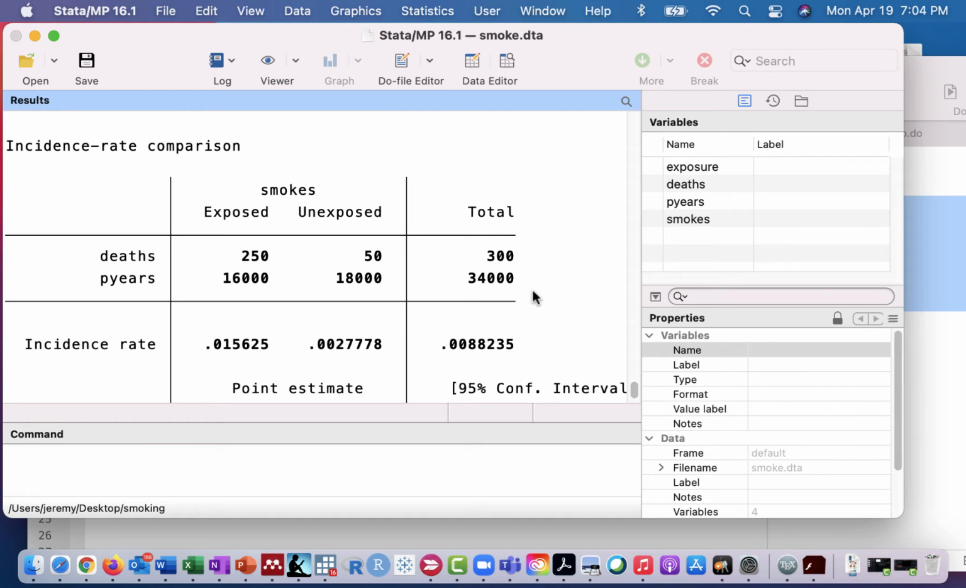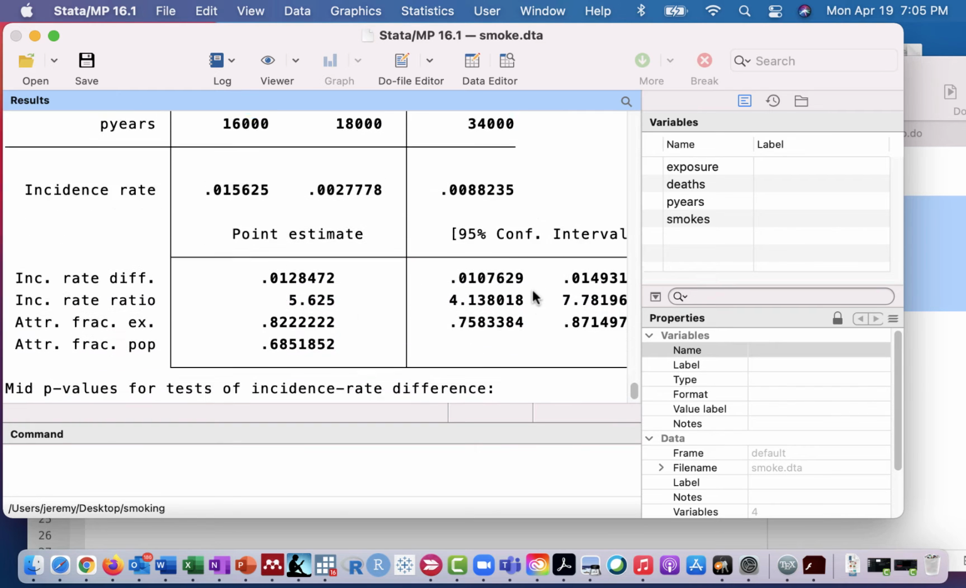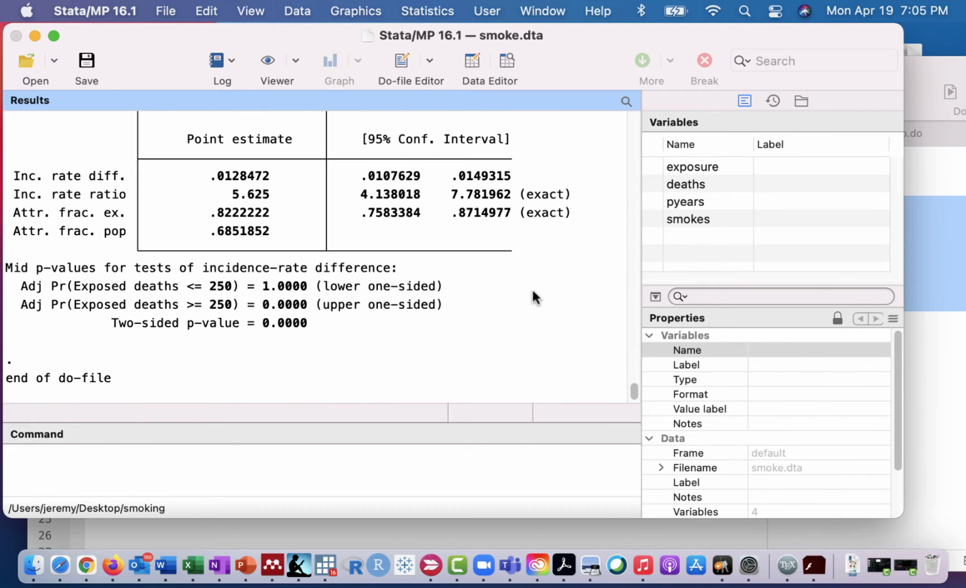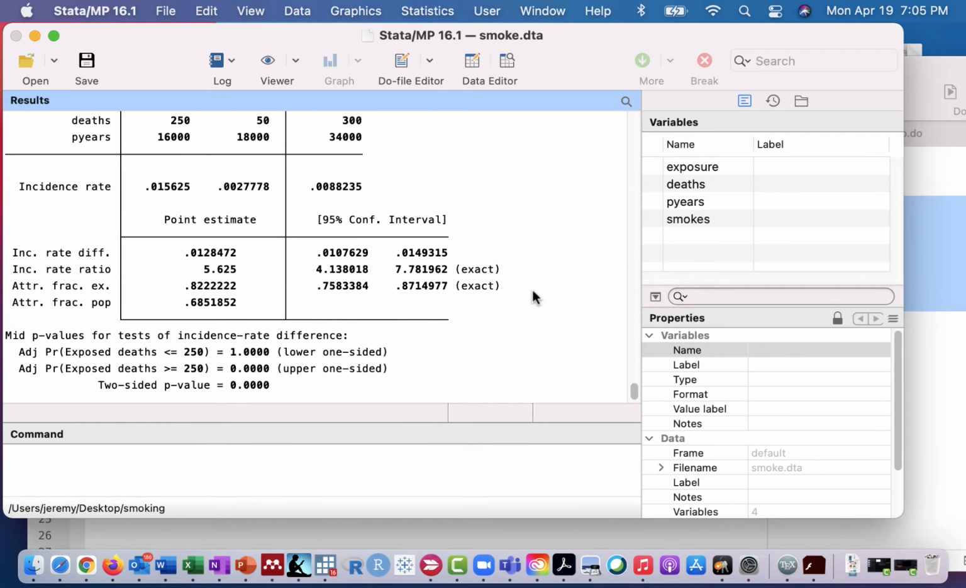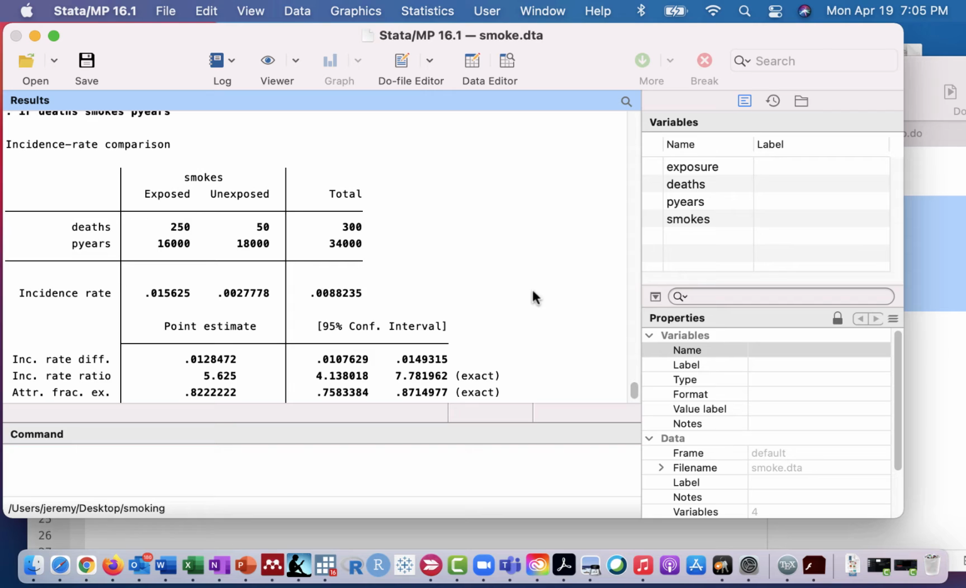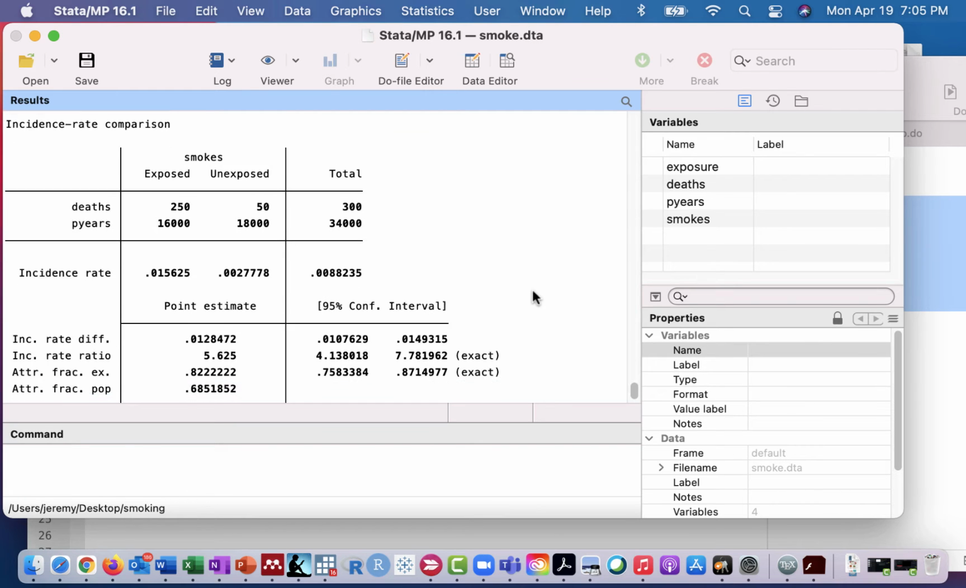And the IR command in Stata does what's called the incident rate comparison. This is what they're asking on page 273 of the book: what's the incidence rate for various levels. To simplify the problem, I'll just compare smokers to non-smokers regardless of how often they smoke. The first thing it does is put that into the table at the top. So you see 250 deaths, 16,000 person years, and then you get 0.015, so that's 1.6% of the people had cancer from that exposed group, the people who were smoking.